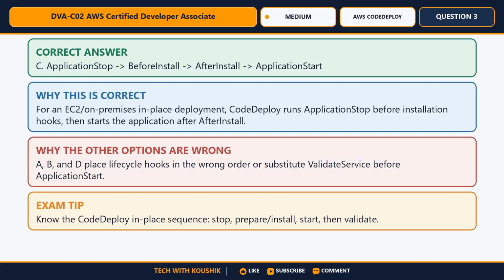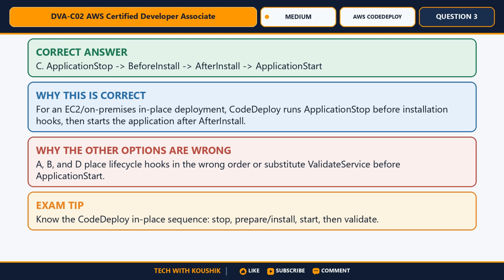The correct answer is C. Application stop leads to before install, leads to after install, leads to application start. Here's why. For an EC2/on-premises in-place deployment, CodeDeploy runs application stop before installation hooks, then starts the application after install. Why are the other options not correct?